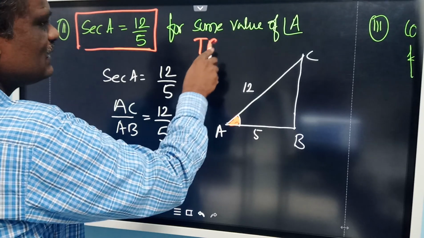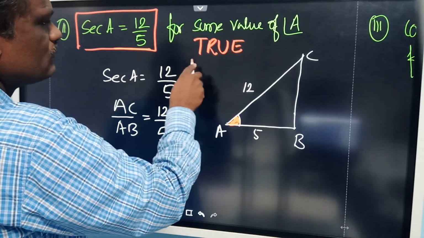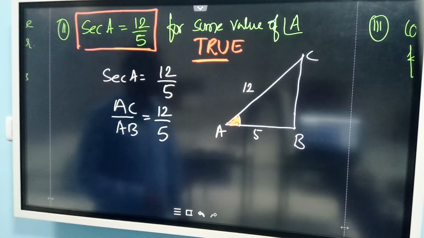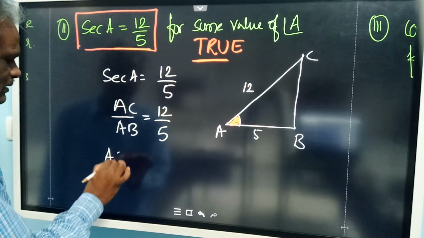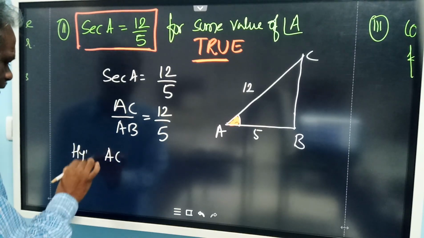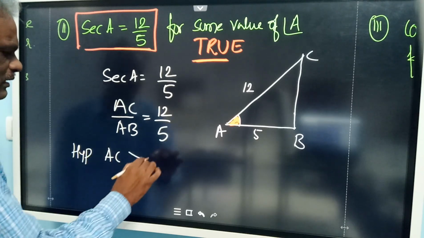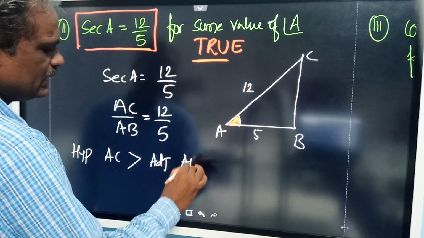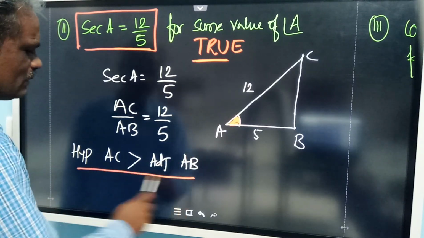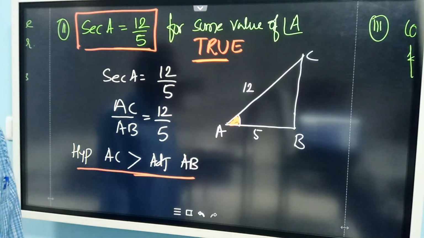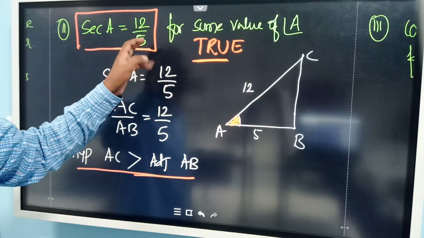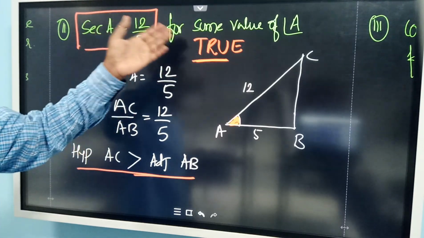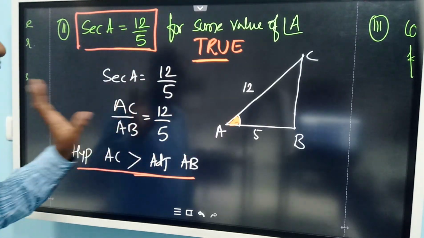You can write this as true. The second statement is possible. The hypotenuse AC is greater than the adjacent side AB. This is possible in a triangle. So therefore secant A equal to 12 by 5 for some value of angle A is true only.